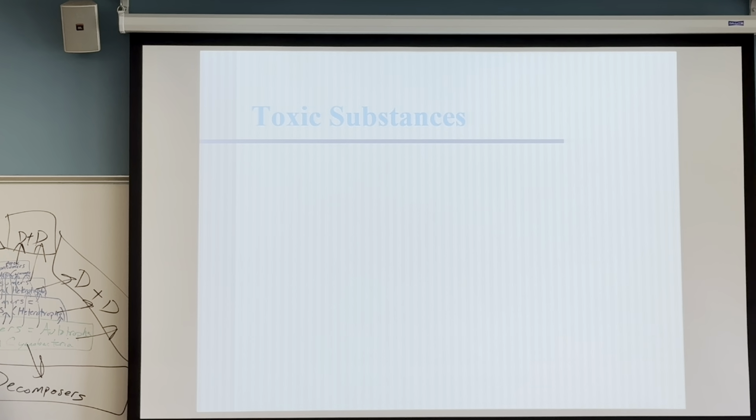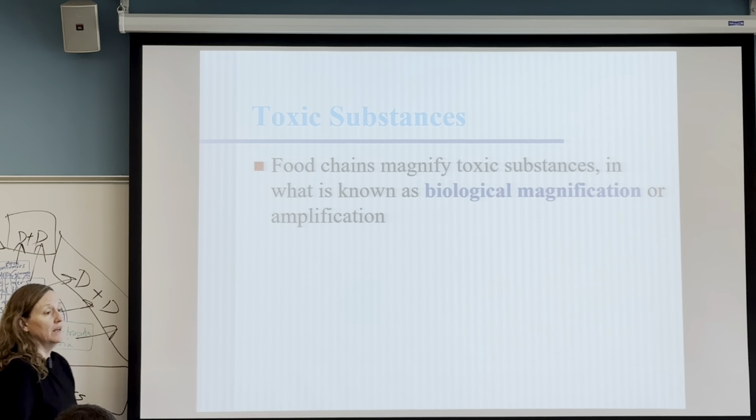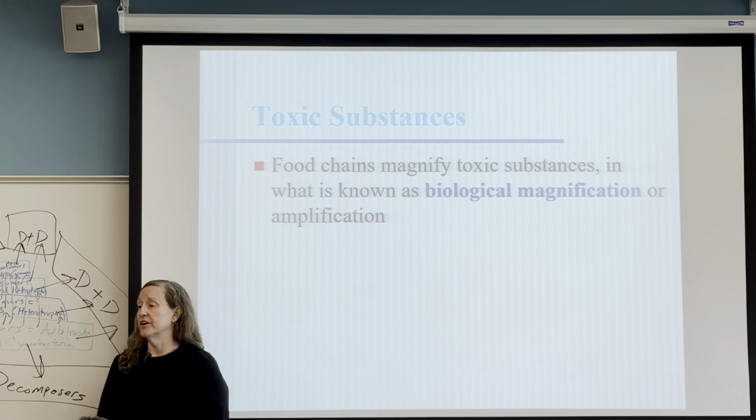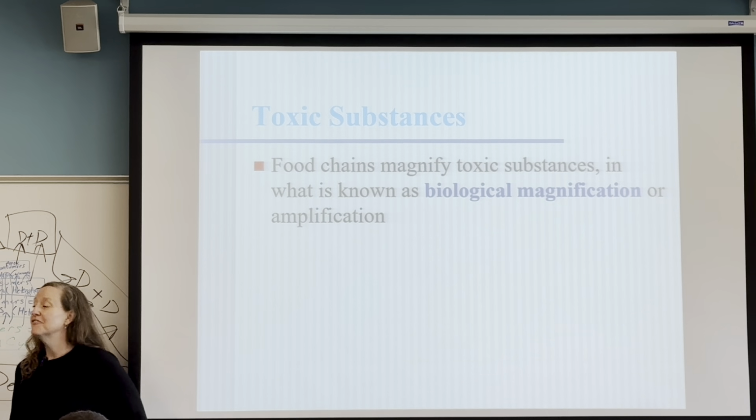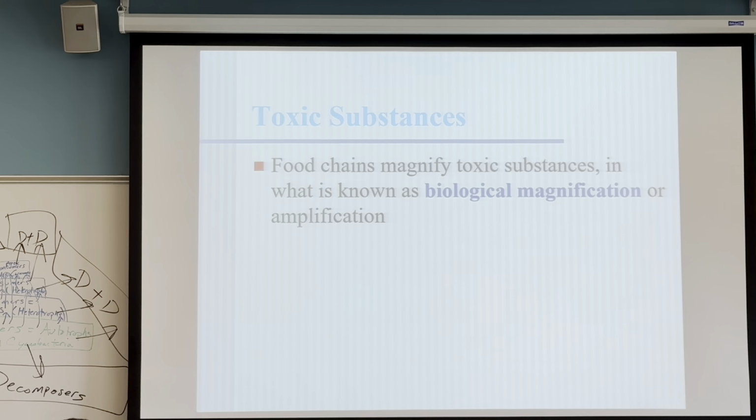Let's talk about another reason why we have less as we go up. There's an issue with toxins in our ecosystems that is magnified by what's called biological magnification or biological amplification.